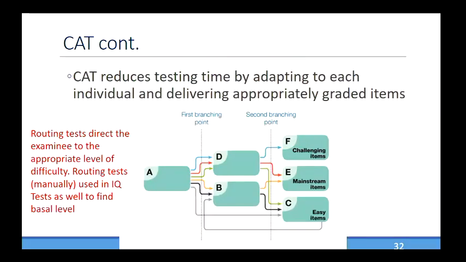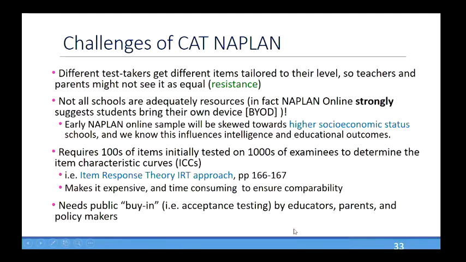Okay, but you need to understand how CAT works. So routing tests direct the examinee to the appropriate level of difficulty. What do we call that appropriate level of difficulty in an IQ test? We call it the basal level. So in an IQ test, we do that manually by adjusting the content. But here for computing, we actually have branching. Now, different test takers get different items tailored to their level. So teachers and parents might not see it as equal. They might offer resistance to that.